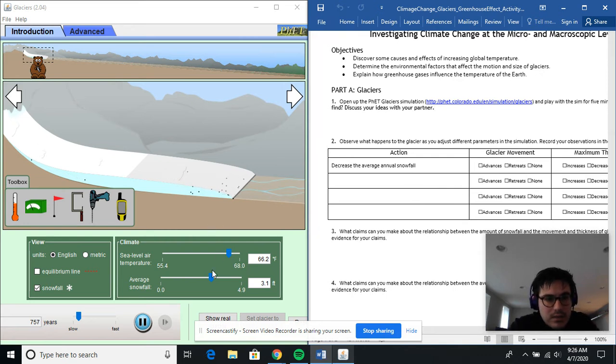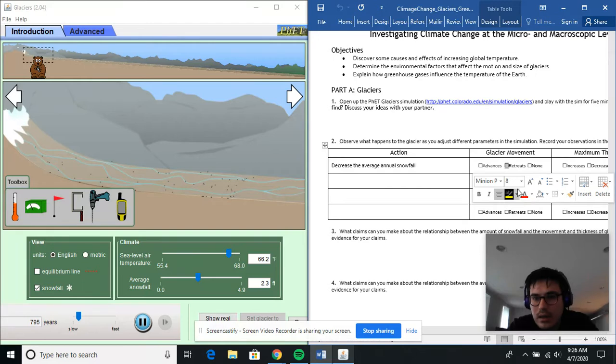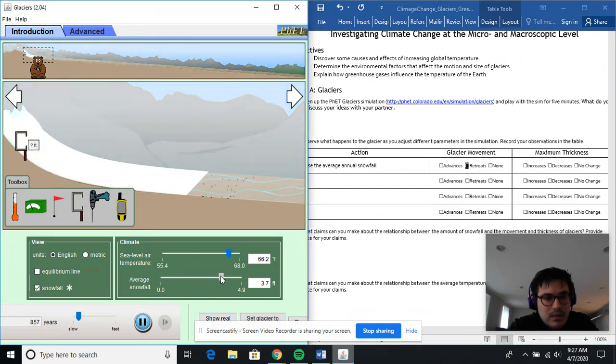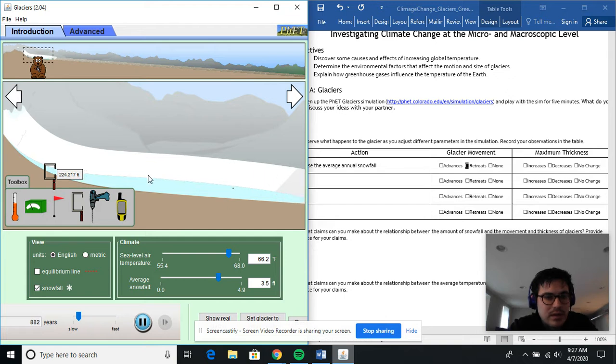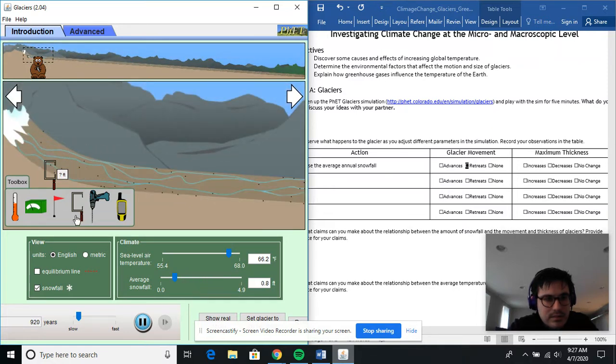So decrease the annual snowfall. If I decrease the annual snowfall, what happens to the glacier? Well, the glacier retreats. So right here, I'm going to fill this in. Okay, it retreats. What about the maximum thickness? Well, how do I see that? I gotta go like this. That's where it was before. Okay, it's like 200 feet high. Glaciers are pretty big. Okay, this is with a lot of snowfall. If I decrease it, you guessed it, that maximum thickness goes down. Okay, actually 0 there. So it decreases.